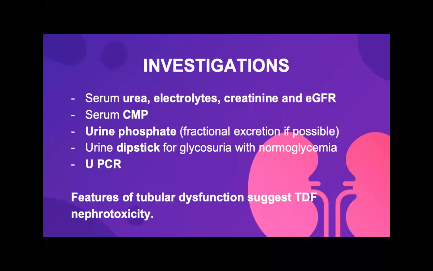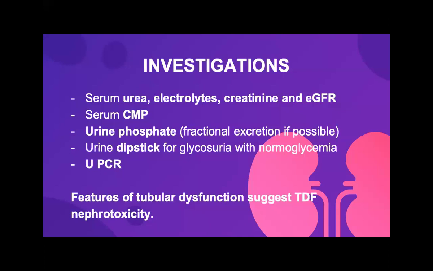The aim of these investigations is to try to differentiate between glomerular and tubular dysfunction, because glomerular dysfunction is what we spoke about in the previous case. It's more likely to be due to something like HIVAN and chronic diseases, but drug toxicity shows typically tubular dysfunction.